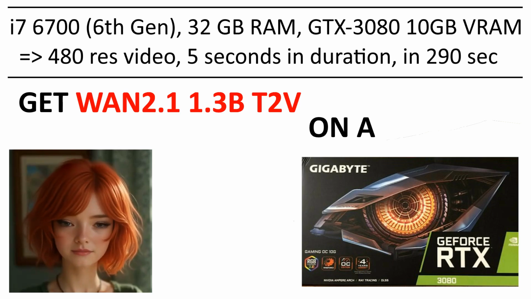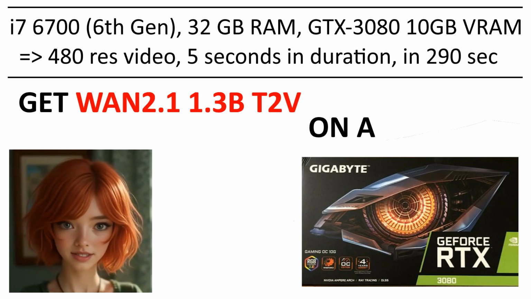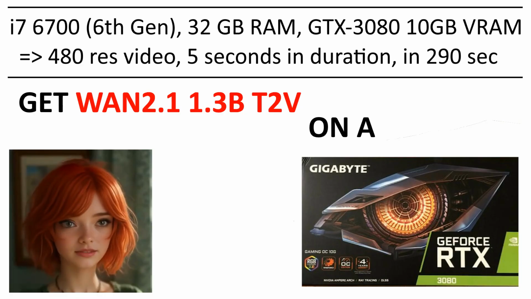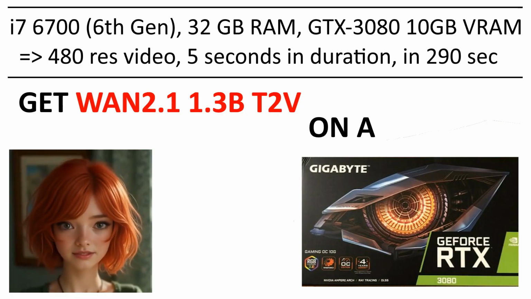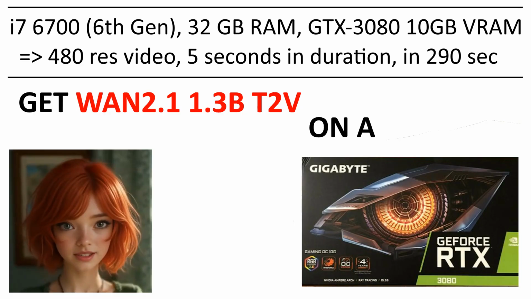What will you need? I tested the solution on my own i7 6700 processor with 32 GB of RAM and a GTX 3080 GPU. After the initial install and model download, I was able to generate 4 HD resolution videos, 5 seconds in length, in about 290 seconds. The models can generate 720 resolution videos, but the Wan2.1 1.3b model claims it has been better trained for 480 resolution.